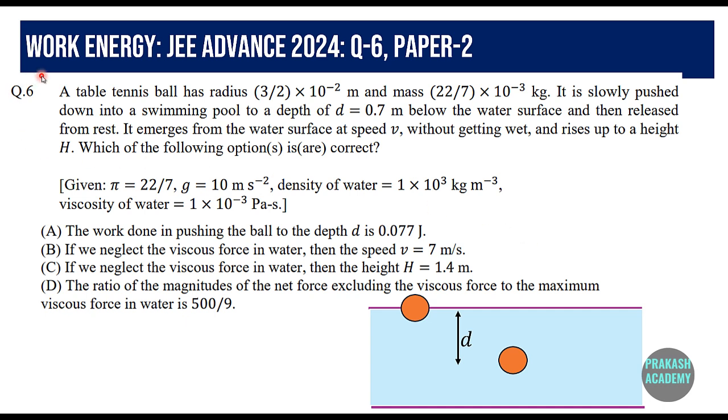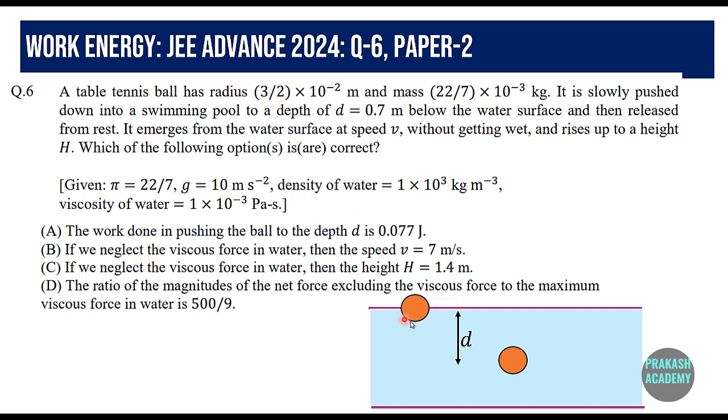This problem is related to the concept of work energy, buoyancy force and viscous force. The problem says a table tennis ball has a radius of 3 by 2 into 10 to the power minus 2 meter and mass of 22 by 7 into 10 to the power minus 3 kg. It is slowly pushed down into a swimming pool to a depth of d, which is equal to 0.7 meter below the water surface and then released from rest.